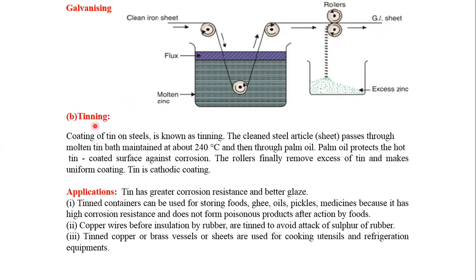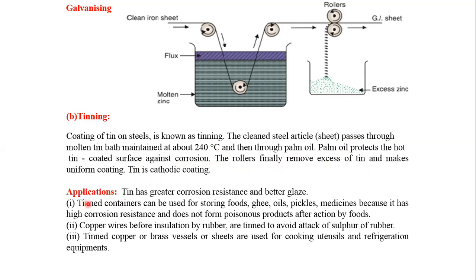Now the second method, the tinning process. Coating of tin on steel material is known as the tinning process. Again, we will follow the same process. First, the steel article gets cleaned, washed with the water, washed with the sulfuric acid, then passes to the molten tin, which is maintained at a temperature around 240 degrees Celsius. After that, it will pass to the palm oil. Palm oil generally protects the hot tin against the corrosion process. And then there are rollers to remove the excess tin and make the uniform coating. And tin is the cathodic coating.